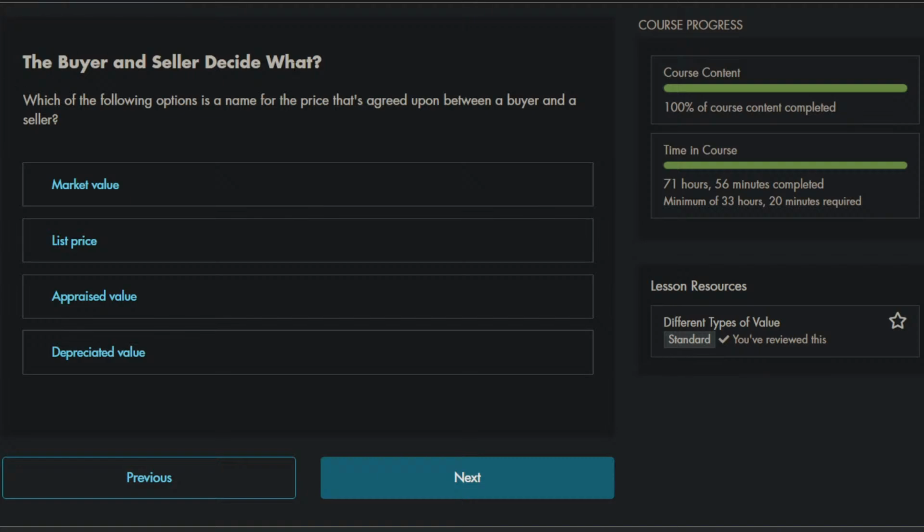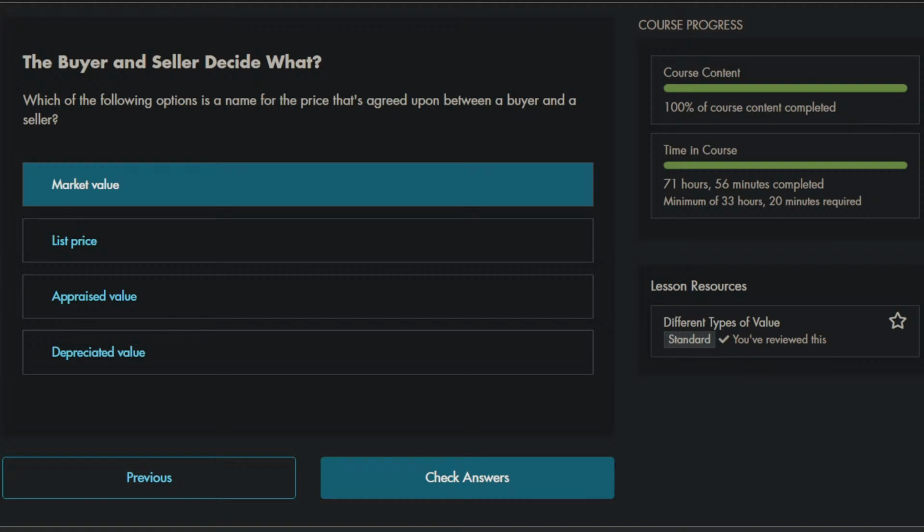All right, the buyer and seller decide what? Which of the following options is a name for the price that's agreed upon between a buyer and a seller? That would be market value. All right.